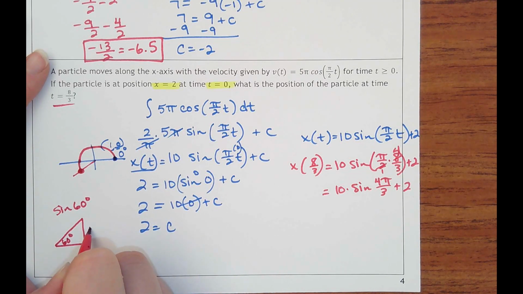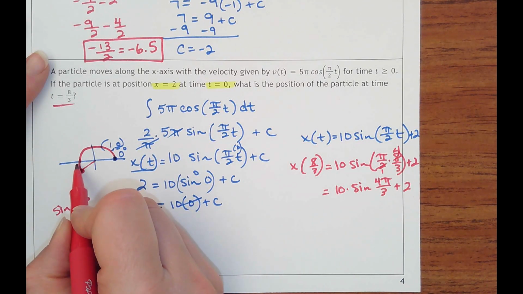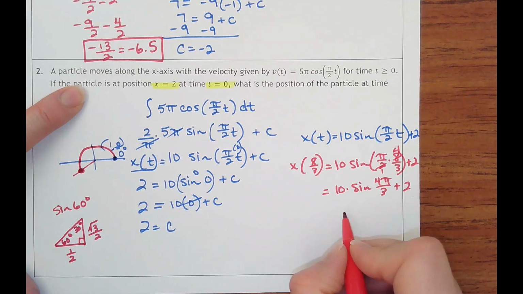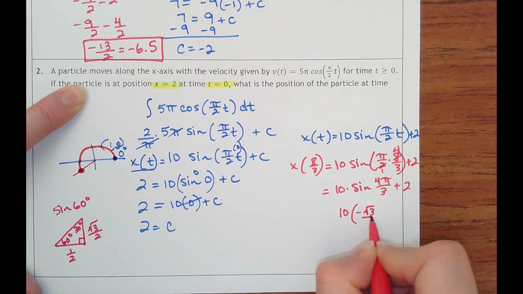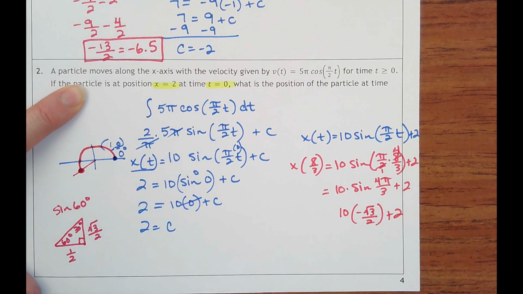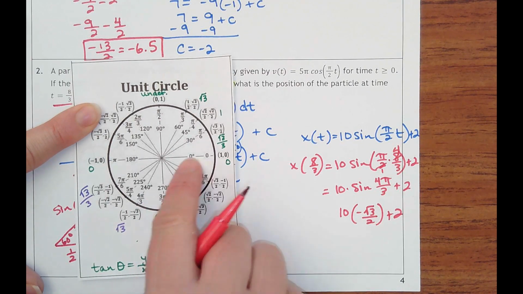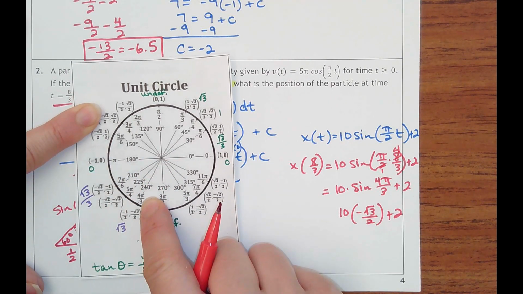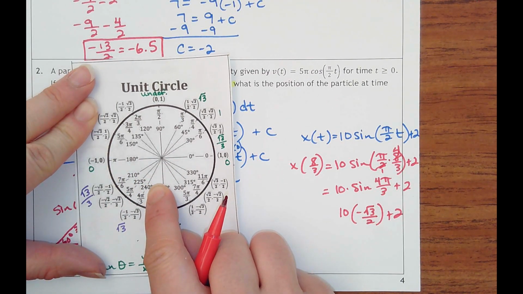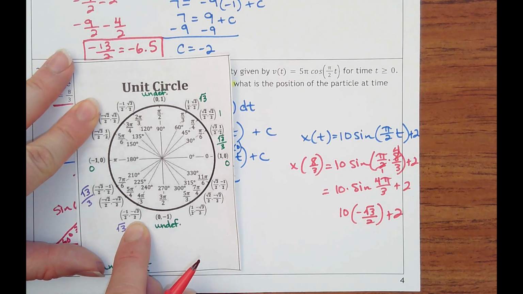the longer side. That's a square root of 3 over 2, because this is the short side, or leg, is a half. So I want square root of 3 over 2, and since I'm down here though, my y value is going to be negative. So I'd have 10 times negative square root of 3 over 2 plus 2. If you don't understand that, go to your unit circle. Here is the 4 pi over 3, because it's literally 1 pi plus 1/3 more, or another 60 degrees. We want the y value, which is right there.